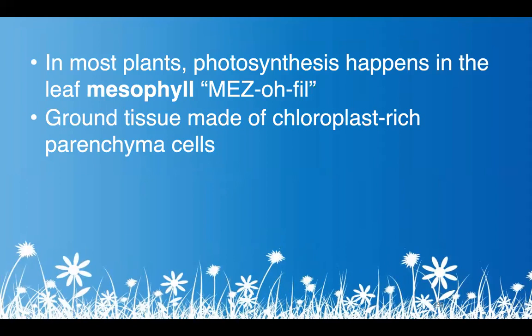Now, in most plants, photosynthesis occurs in what's called the mesophyll. Ground tissue is made of chloroplast-rich parenchyma cells. If you remember parenchyma, those are the very thin-walled cells that are still flexible. They have large central vacuoles. They are involved in metabolism, which photosynthesis would be part of, and in storage. So a lot of these cells are going to act as the source. If you remember, translocation is the movement of organic compounds from the source to the sink.